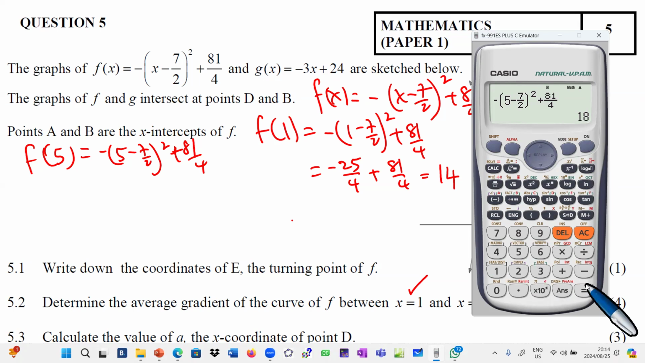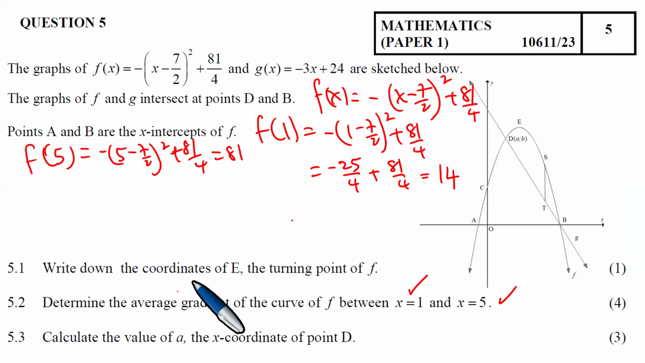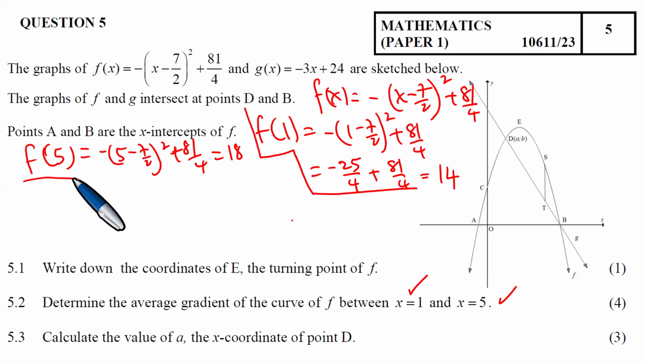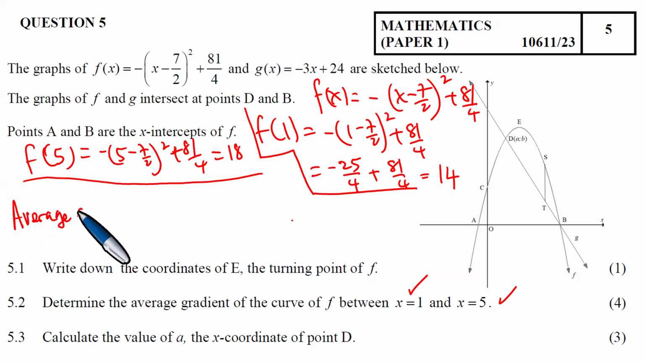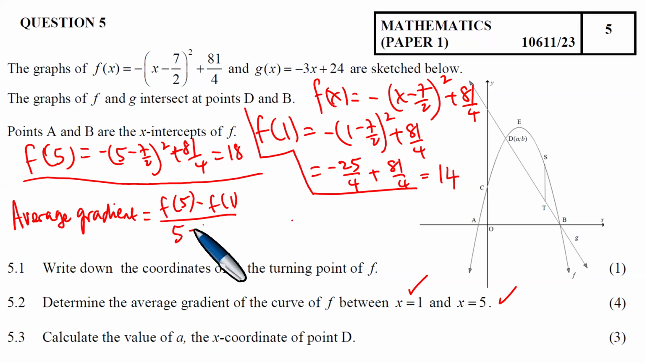You do this and you get exactly 18. You get exactly 18 there. So upon careful examination, we're able to continue and analyze this. Meaning at this point, we can find the average gradient. The average gradient, which means it is f of 5 divided by 5 minus 1.